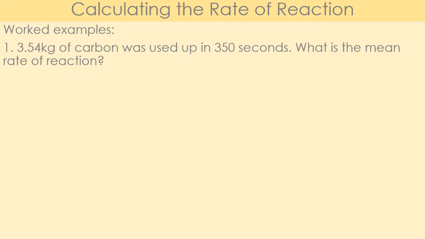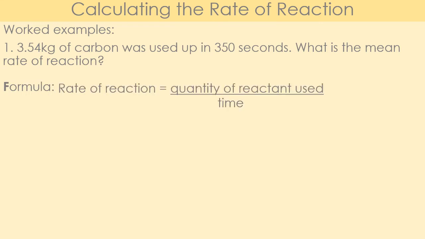Got a final one to look at. We've got 3.54 kilograms of carbon used up in 350 seconds. What is the mean rate of reaction? I'm going to start exactly the same way with my formula first. So my formula is rate of reaction equals the quantity of reactant used divided by time.